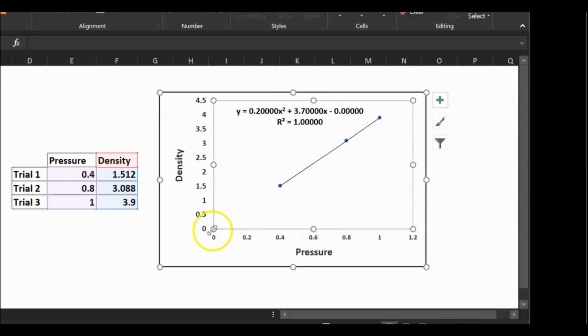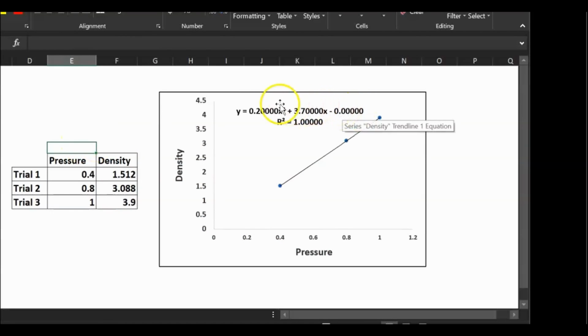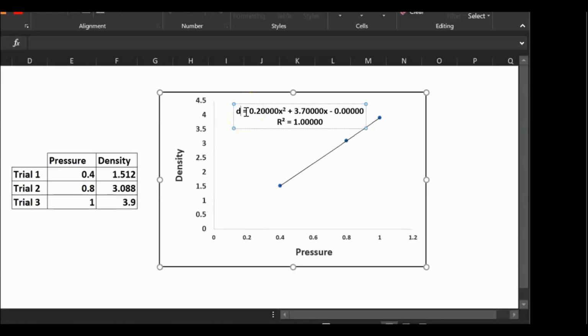So in the limit of zero pressure, we have 0 density, which is what we want. We don't have a negative density. So we can model this real gas as an ideal gas in the limit as pressure equals 0. This is our equation to model it. The y is really d for density, and our x-axis is pressure. This is the equation that we can use to model the behavior.